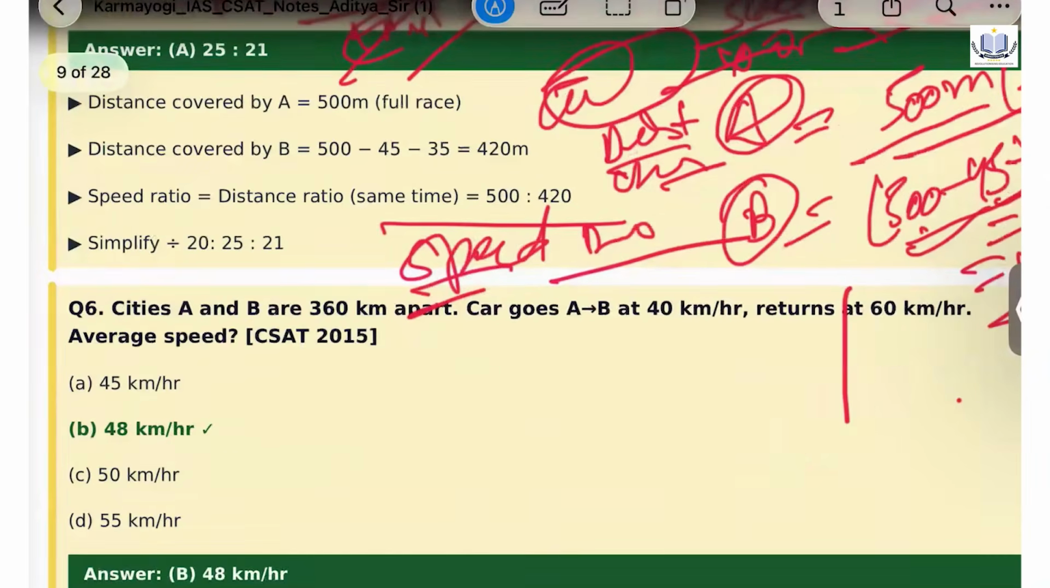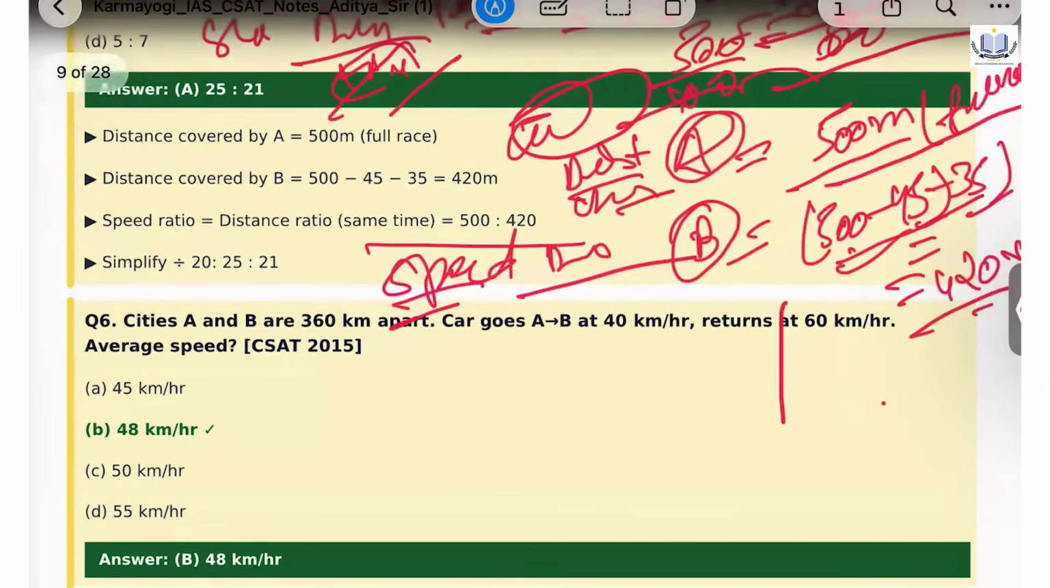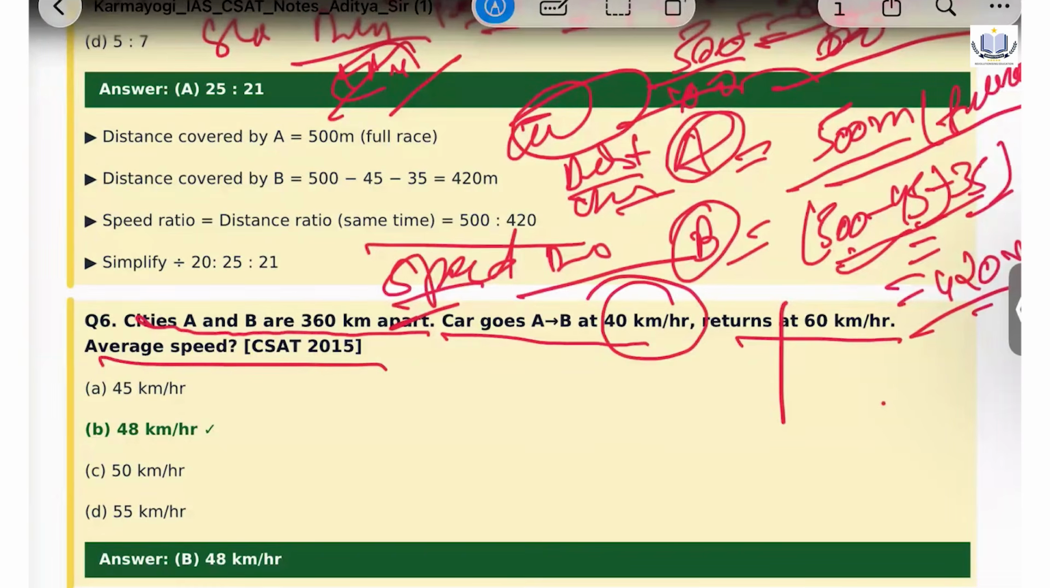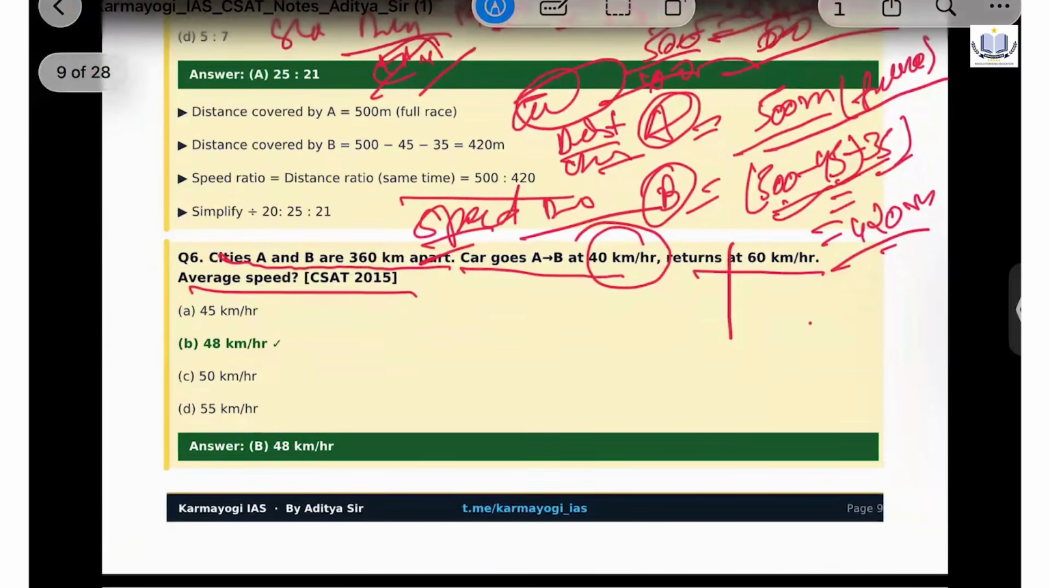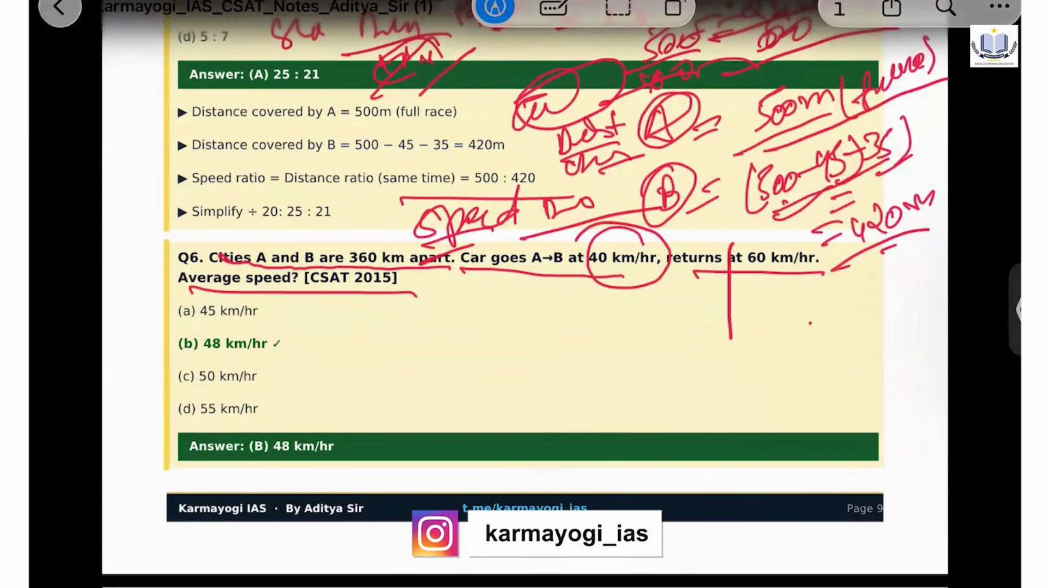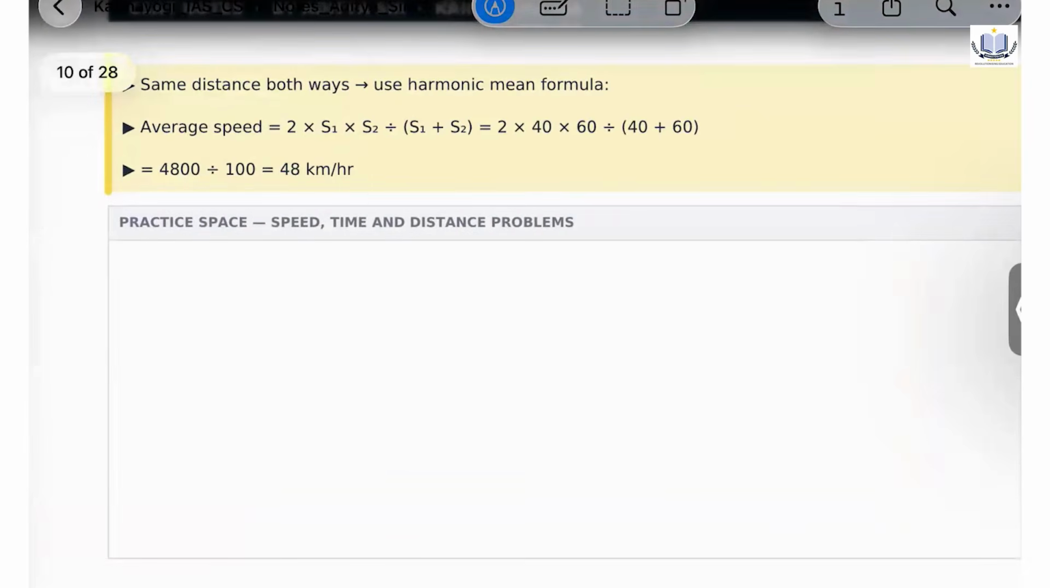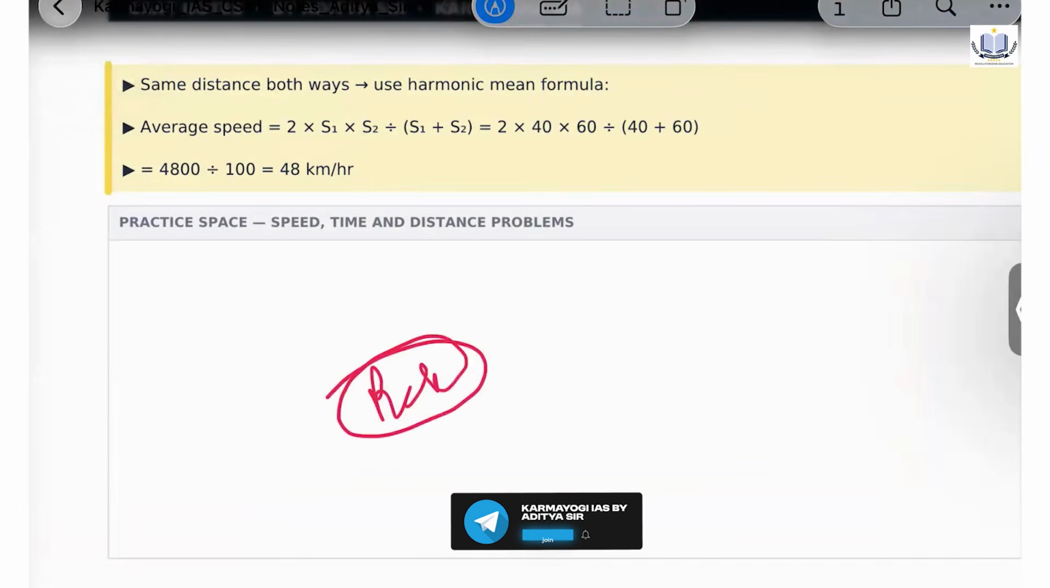अब आ जाओ next question. Cities A and B are 360 km apart. Car goes A to B at 40 km per hour. Returns at 60 km per hour. Average speed क्या होगी? What will be the average speed? Okay. So next, let's see this question. Same distance है both ways. So average speed क्या होगी?